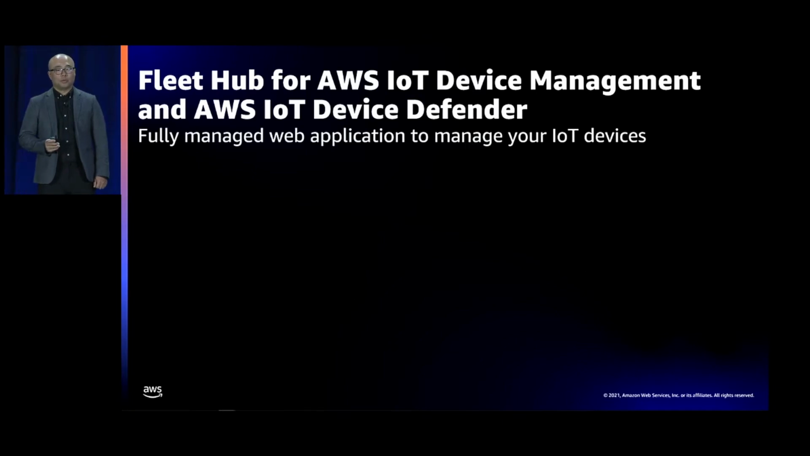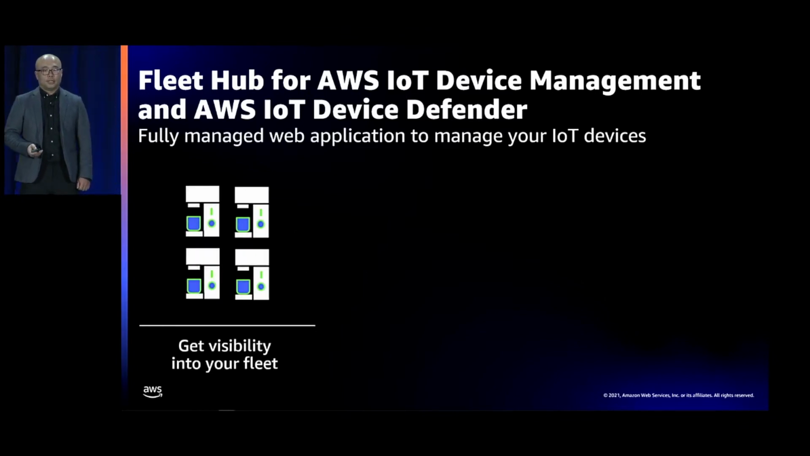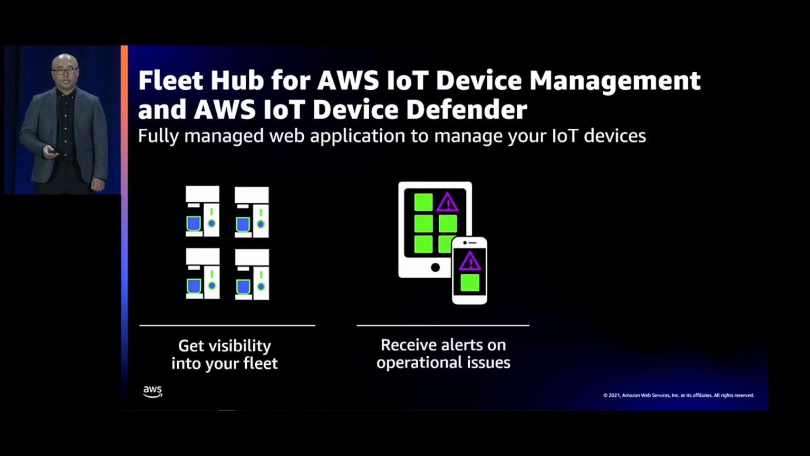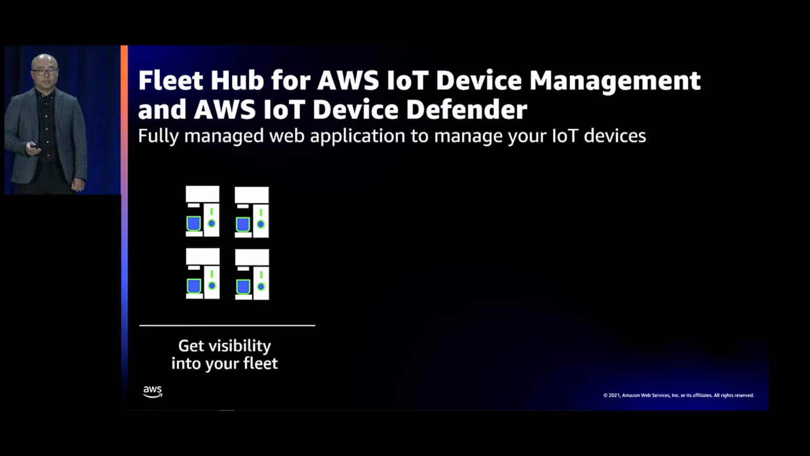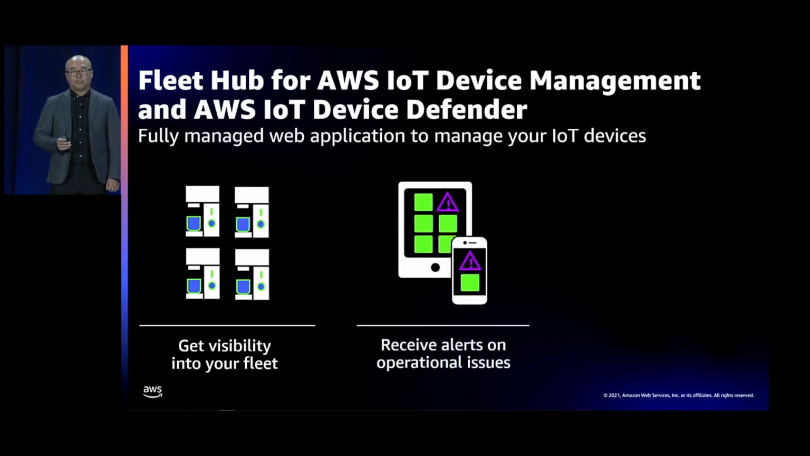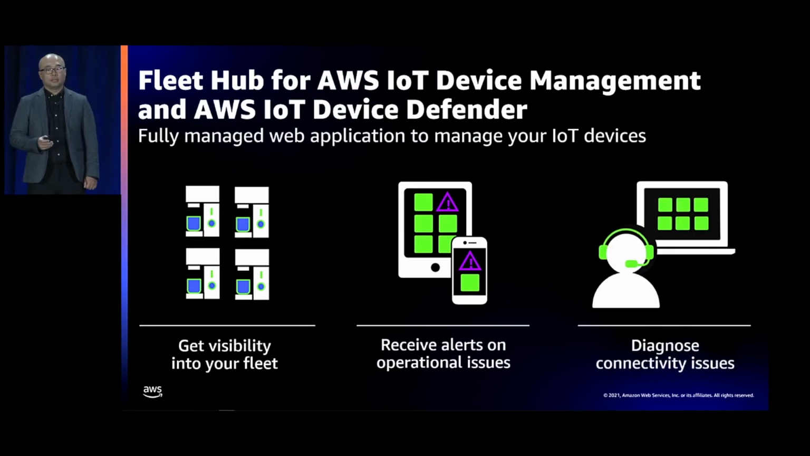FleetHub is a fully managed web application that connects AWS IoT Device Management and Device Defender and provides you a centralized visibility to monitor your global fleet and identify any anomalies. With FleetHub, you can get visibility of the aggregate state of your entire fleet. You can monitor for operational issues and receive notifications to take corrective actions. You can also detect and diagnose issues with connectivity and take remote troubleshooting steps.